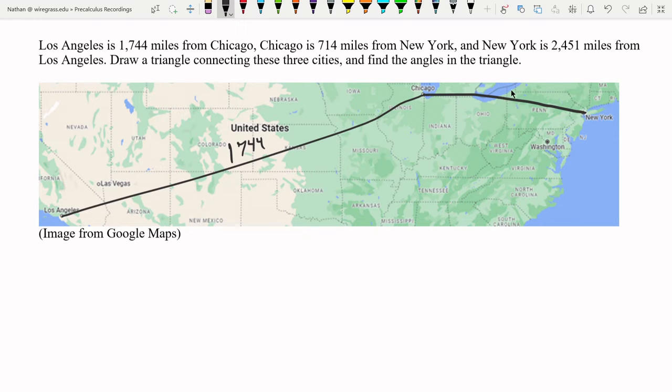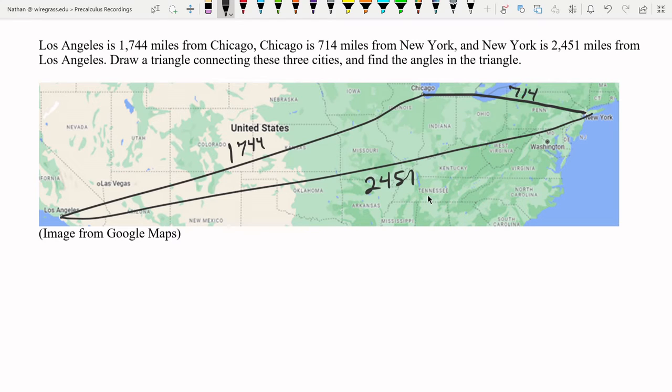It's right there. 714. Of course, I'm drawing a straight line that might not be exactly what it is if you're driving along the roads, but let's just give it a good estimation. New York is 2,451 miles from Los Angeles, so draw a triangle there. We have an oblique triangle. It's not a great triangle for my drawing, but it serves the purpose.